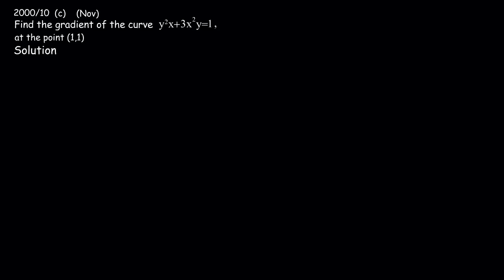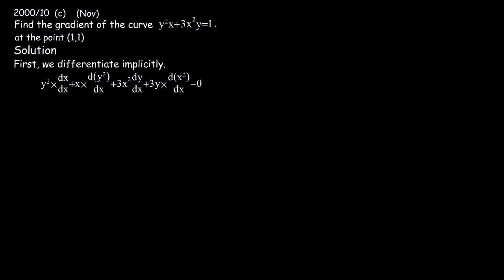Our very first question says: find the gradient of the curve y squared x plus 3x squared y equals 1 at the point (1, 1). First, we differentiate implicitly, and from our knowledge of implicit differentiation, it becomes y squared times dx over dx, plus x times d(y squared) over dx, plus 3x squared dy over dx, plus 3y times d(x squared) over dx, equals 0.